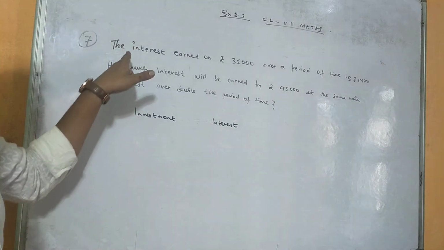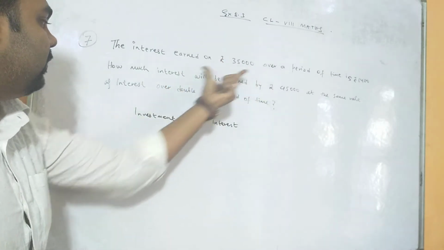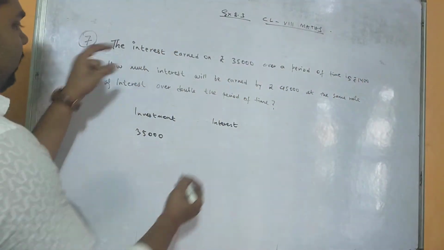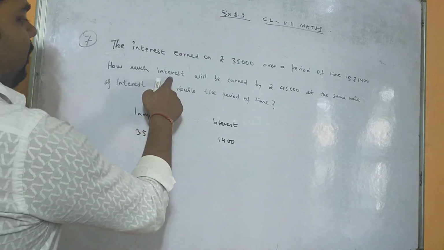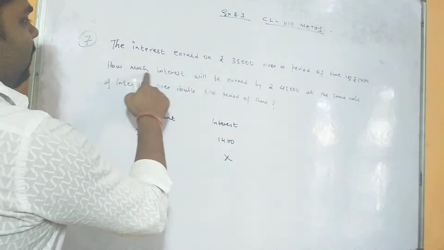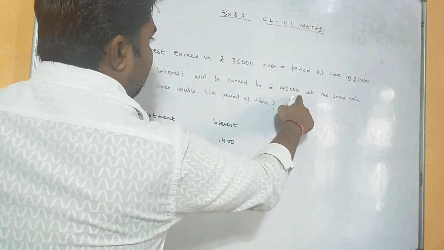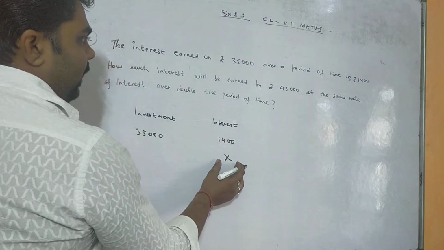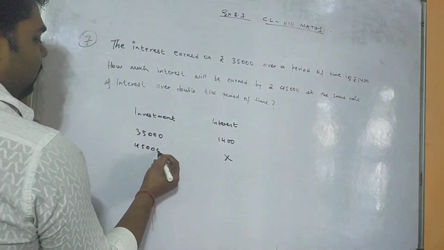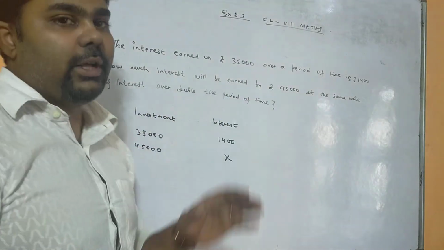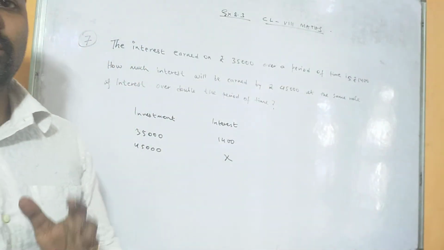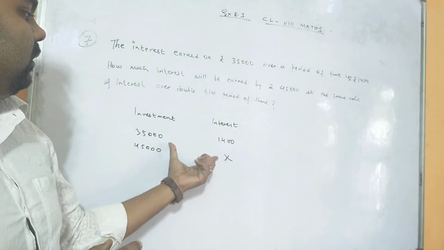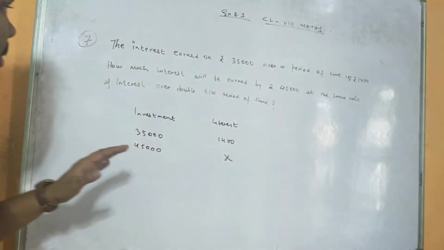By reading the sentence, we come to know the interest earned on rupees 35,000, that means this is an investment, that is 35,000 over a period of time is 1400. So 1400 is an interest. How much interest? Let us consider x is the interest. How much interest will be earned by rupees 45,000 at the same rate of interest over double the period of time? Let the interest be x when you are submitting here 45,000 over double the period of time. First we'll calculate here, whatever answer we get, we'll multiply by 2. Because double the time means first, for one time period, how much we are getting, then that will be multiplied by 2. So let's start here.